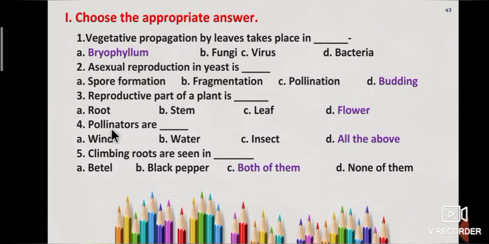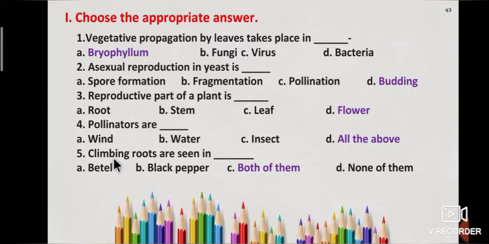Fourth one, pollinators are dash. Option A, wind. Option B, water. Option C, insect. Option D, all the above. Answer is all the above. Pollinators are wind, water and insect.